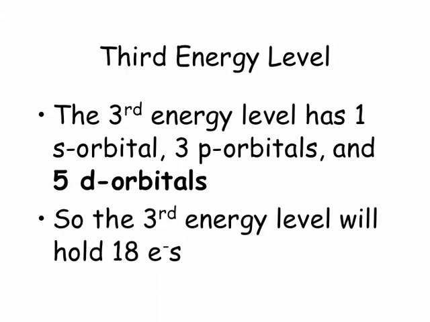So the third energy level has a total of 18 electrons, 2 from the s orbital, 6 from the p orbital, and 10 from the d orbital. Keep in mind, for every orbital there are 2 electrons, so we can count those out.